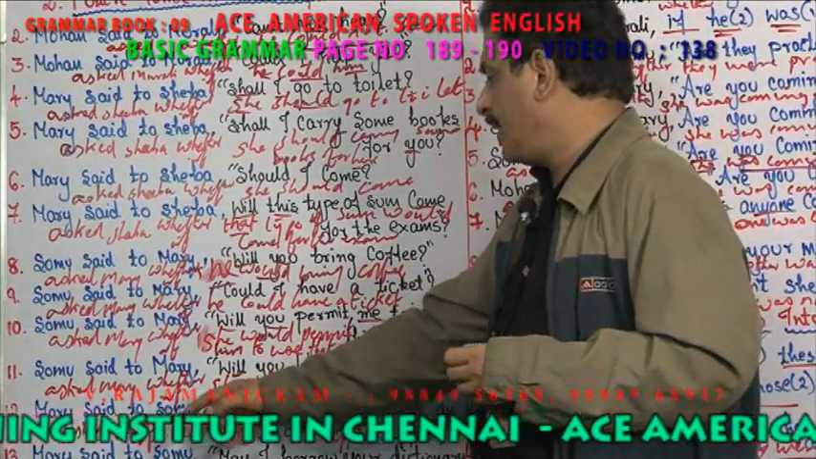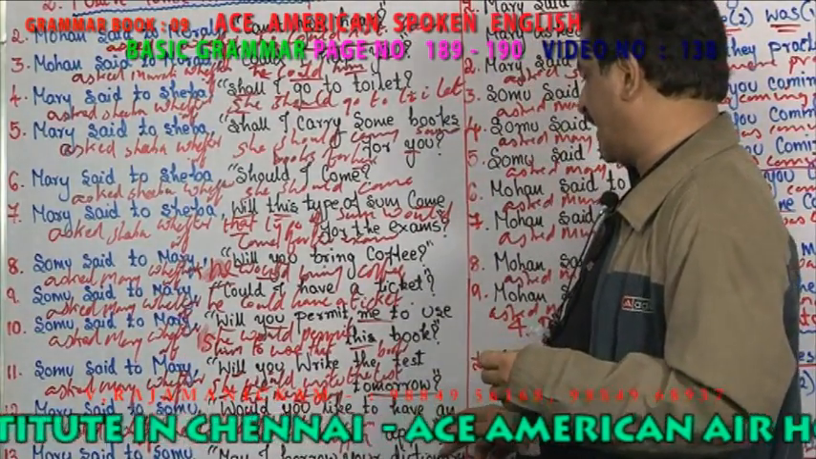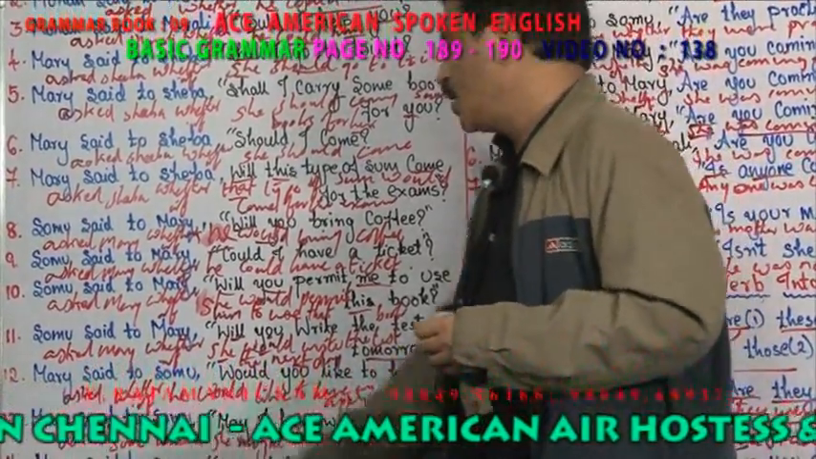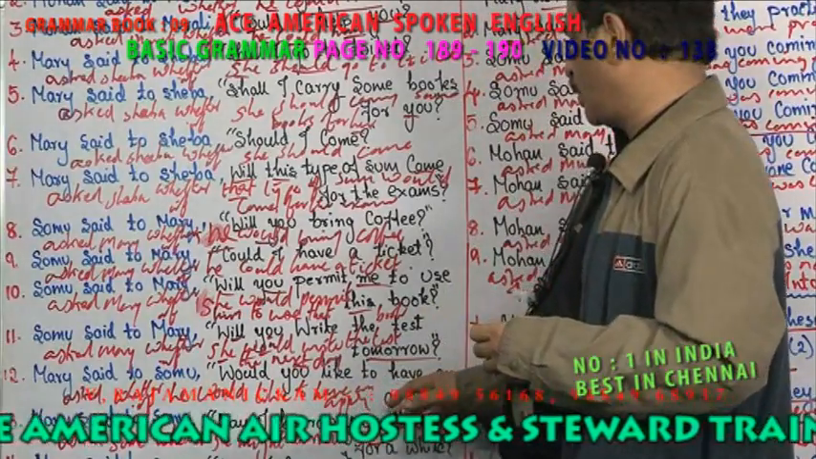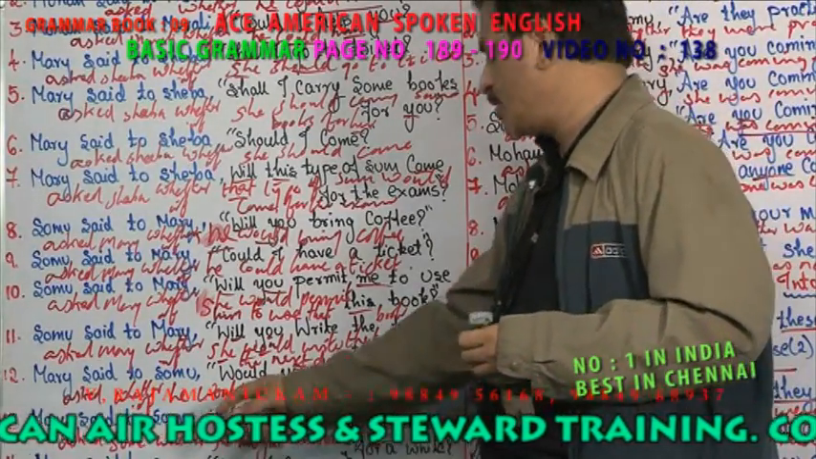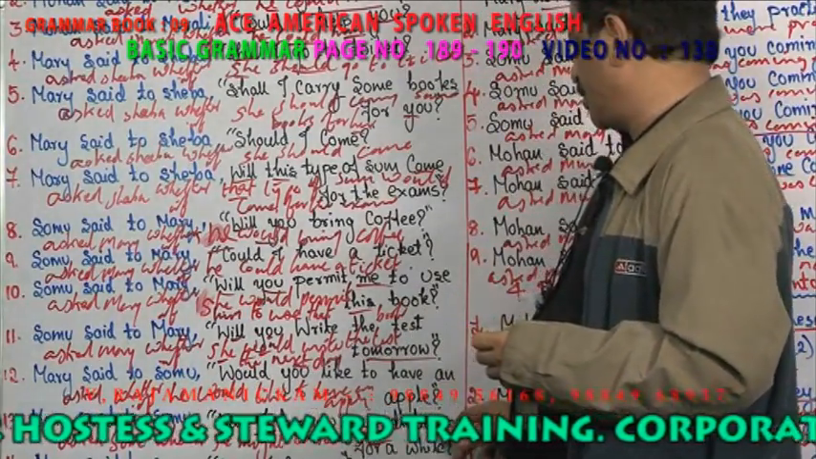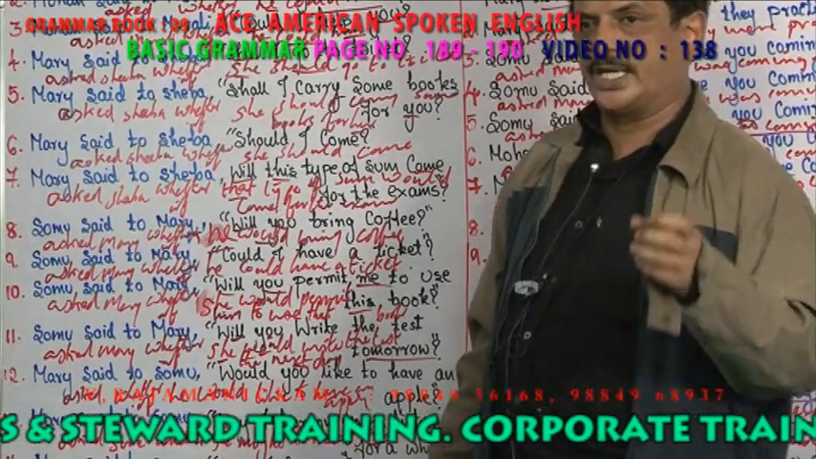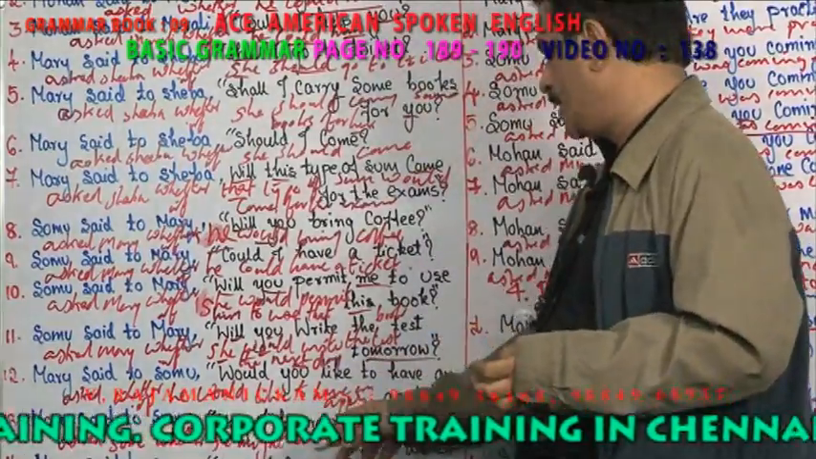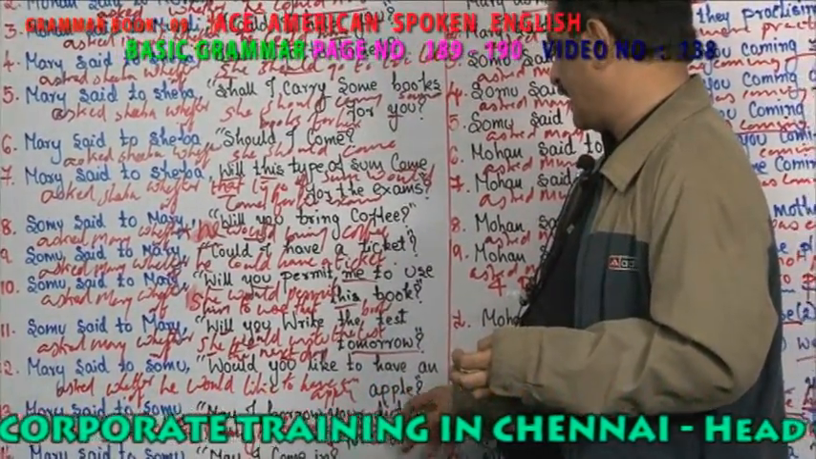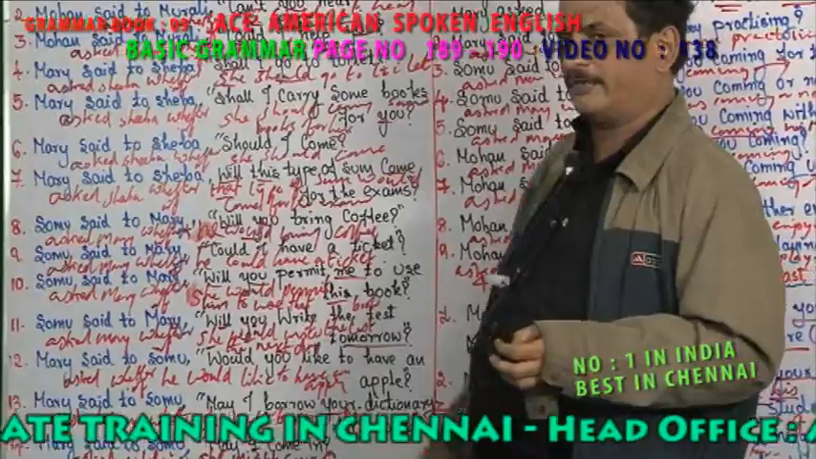இது முடிச்சிட்டோம். Mary said to Somu, would you like to have an apple? உனக்கு ஆப்பிள் வேண்டுமா? So Mary asked Somu whether he would like to have an apple. அடுத்து Mary said to Somu, may I borrow your dictionary for a while? உன்னுடைய டிக்ஷனரி அகராதியை கொஞ்ச நேரம் வைத்திருக்க முடியுமா? Mary asked Somu whether she might borrow his dictionary for a while என்று வர வேண்டும்.